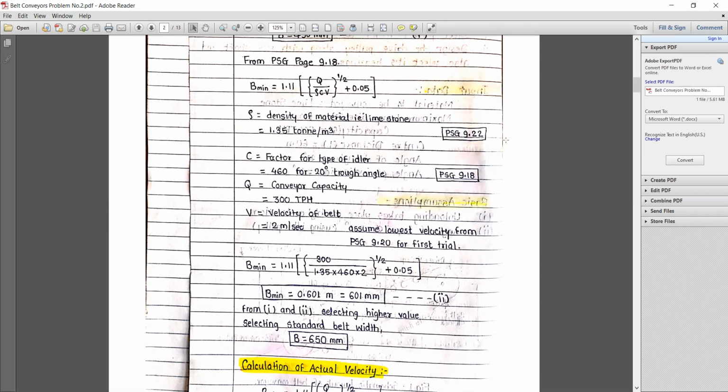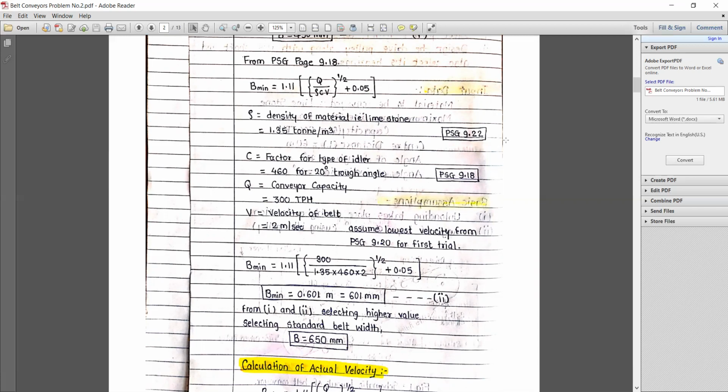Q, the conveying capacity, is 300 ton per hour. Velocity is not given in the problem. So initially, with the lowest and the highest velocity shown in page number 9.20, we are selecting the lowest velocity for the basic trial, that is 2 meter per second. Now put these values in the equation for B minimum. What we get is a minimum belt width of 0.601 meter, that is 601 mm.